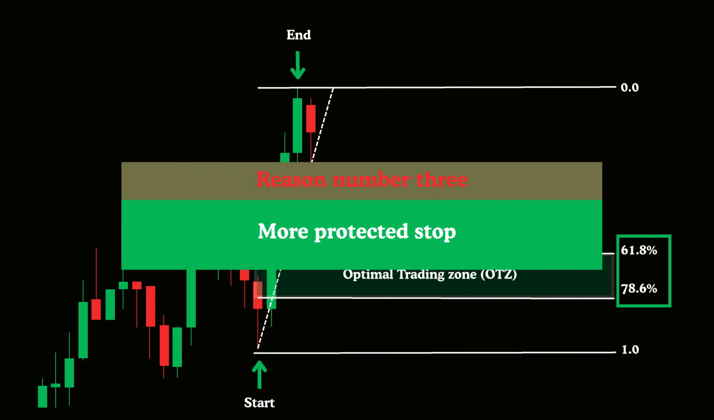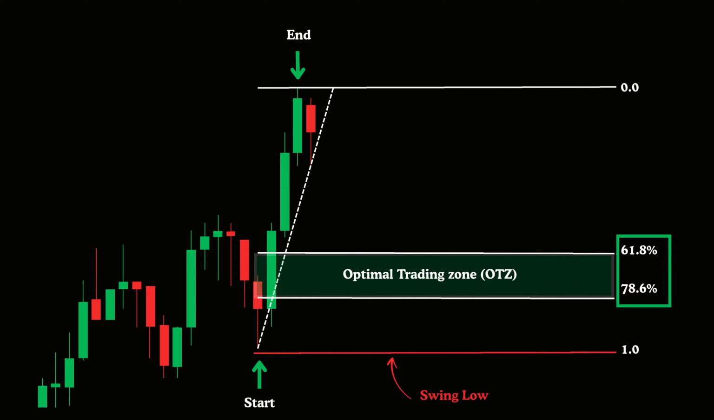Reason number three: more protected stop. The ideal zone for placing a stop loss safely away from normal volatility is just beneath this swing low, because if price breaks below this point it signals a shift in structure and the potential bearish turn. Bulls are likely to defend this level, so setting a stop near it makes the trade more defensible. This is the third reason why entries inside the OTZ are more calculated.